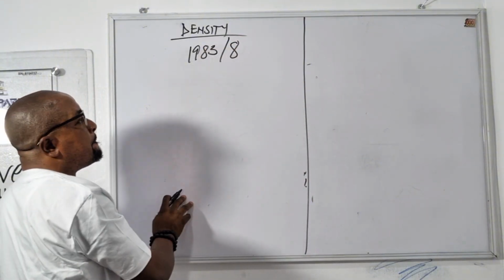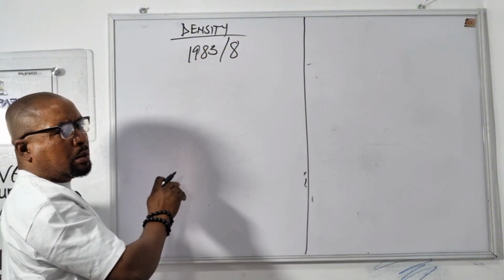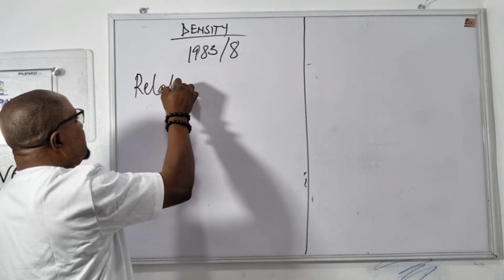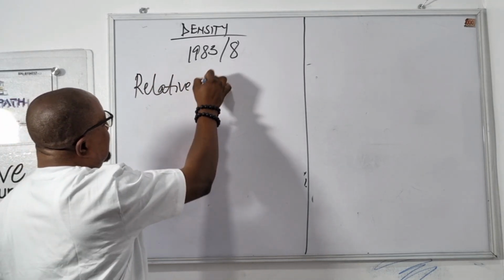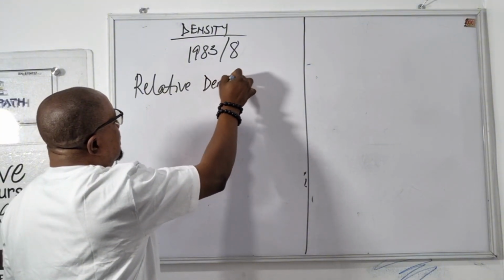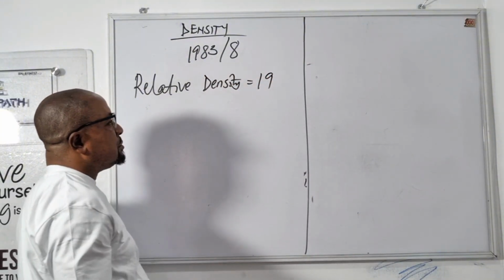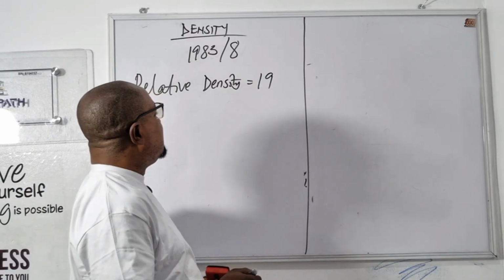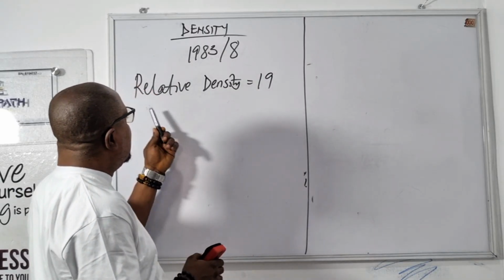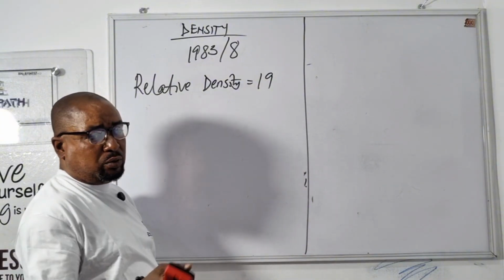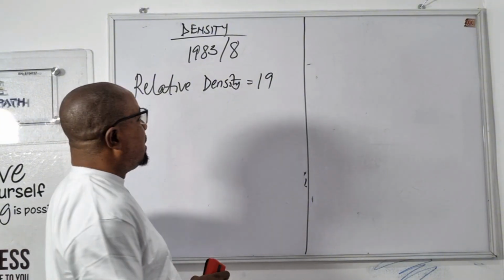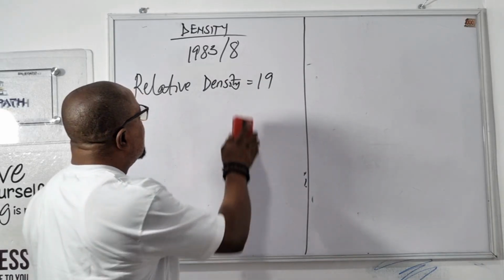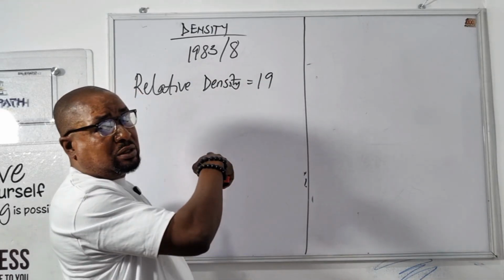It says, if the relative density of a metal is 19, what will be the mass? Relative density of a metal. Let us talk about relative density before we take that question, so that we don't get too confused. So, relative density, we are coming back to this question.